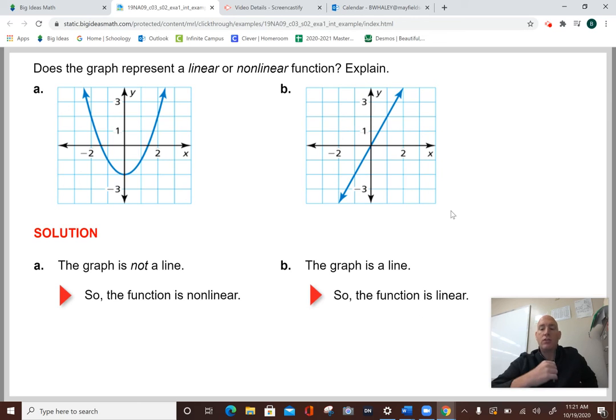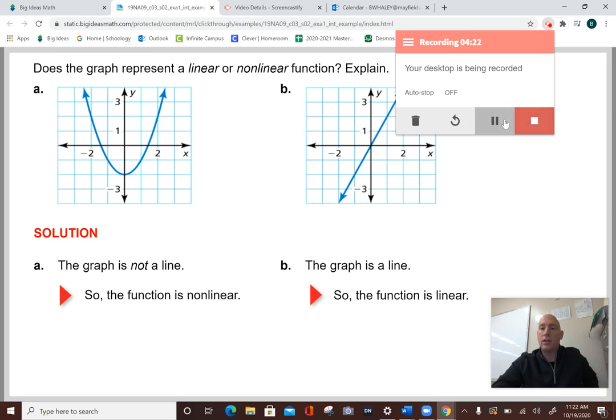So hopefully that gives you some insight to start off this. If you're given a graph, you just look and see if it's a line. But now we use the graph to get some concepts about what we're going to see in the next couple examples. So go over this and then try your monitoring progress, and then I'll see you in the next examples.